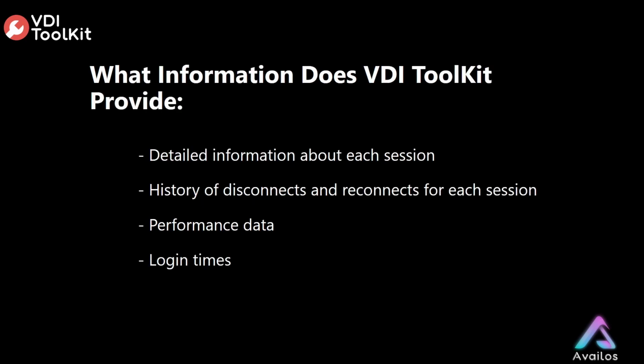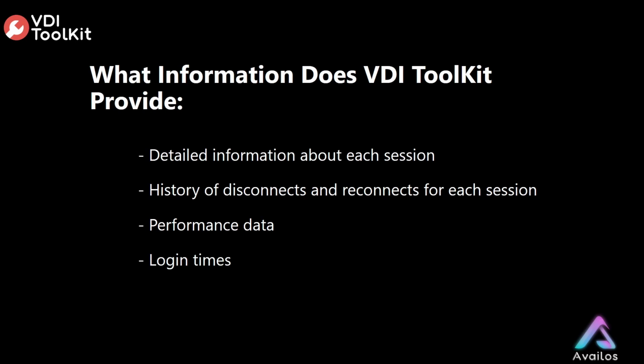So what information does the VDI Toolkit provide? It provides detailed information about each session, which we will show in the demonstration. It's too much to list here, but we'll show it in the demo. It also shows a history of the disconnects and reconnects, when the session ended, and when the session connected initially. It also has historical performance data. Now, please note we're not going to demo or go over the historical performance data, so please watch the video tutorial on historical performance data.